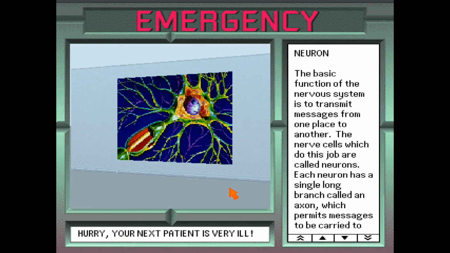Neuron. The basic function of the nervous system is to transmit messages from one place to another. The nerve cells which do this job are called neurons. Each neuron has a single long branch called an axon, which permits messages to be carried to distant parts of the body. This illustration shows a single neuron with its axon, in yellow, extending off to the left.